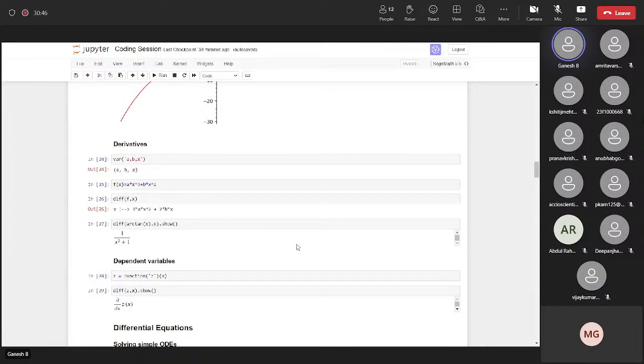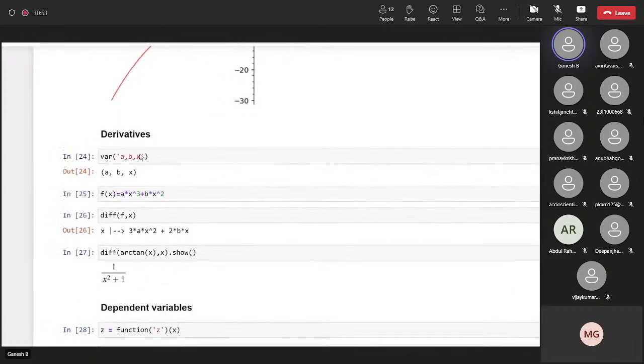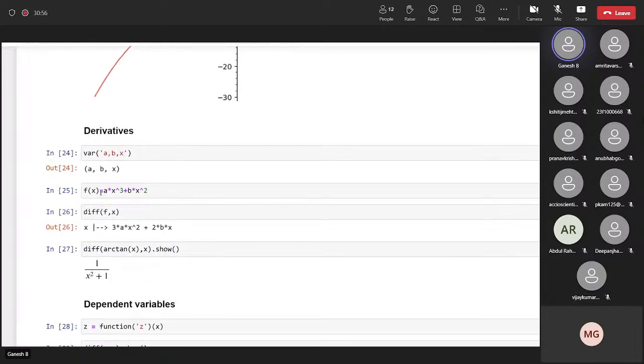Derivatives. How do you differentiate and take derivatives of stuff here? So again, this is the way you declare variables. My variables are a, b, and x, and I define the function to be ax cube plus bx square. The reason I defined the function like this, f of x, is that Sage understands that it's a function of x, not a function of a and b. So whenever I call f, it knows that I'm referring to x as the independent variable here. It will not treat other stuff there as variables.